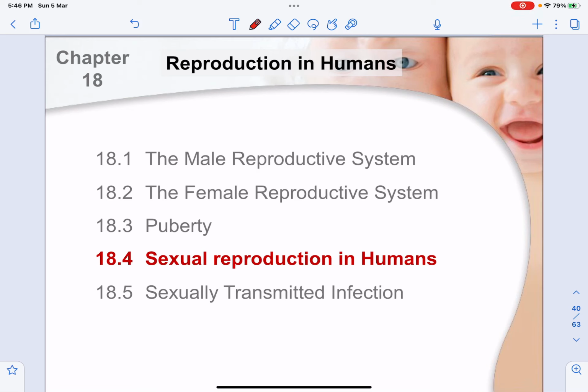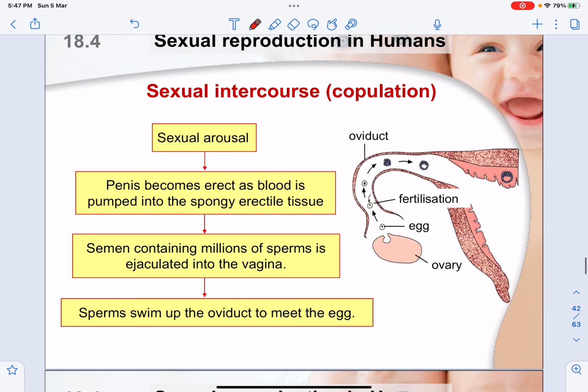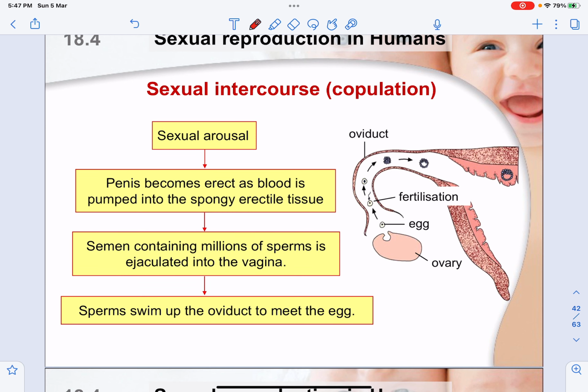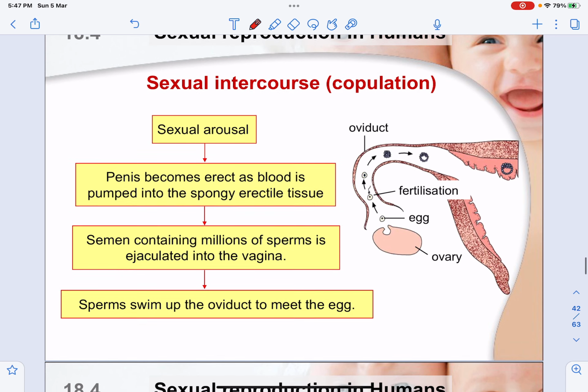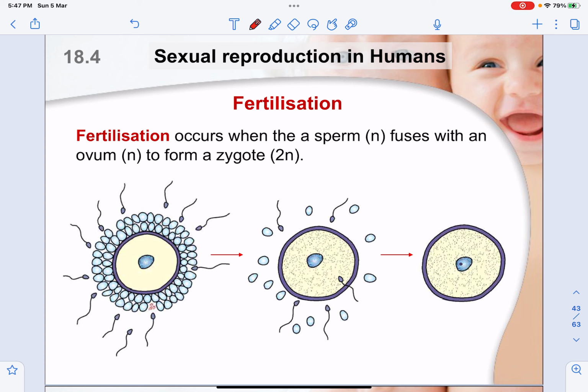Okay, hi, we are back to recap the other part of reproduction in humans. For sexual reproduction in humans, first there's sexual arousal, and then the penis will become erect, and blood will pump into the spongy erectile muscles. Semen containing millions of sperm will then be ejaculated into the vagina, where the sperm will swim up the oviduct to reach the egg. So what happens during fertilization?